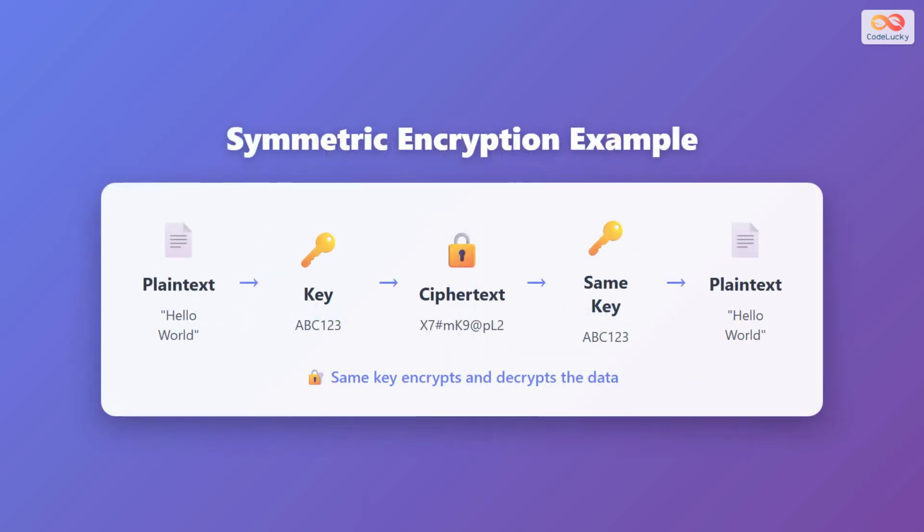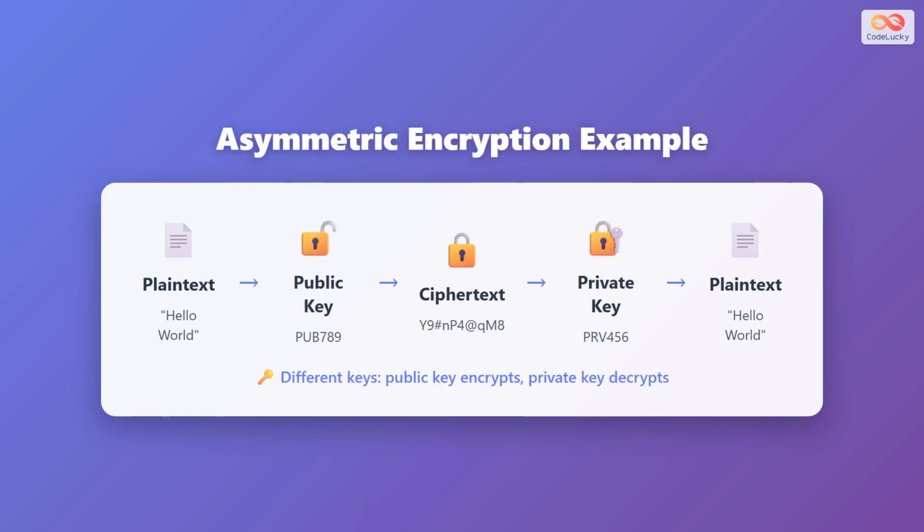Let's look at a practical example of symmetric encryption. Imagine you want to send the message, "Hello World." First, you use a symmetric key, let's say ABC123, to encrypt the plaintext. This encryption process transforms "Hello World" into ciphertext that looks like X7#MK9@PL2. When the recipient receives this encrypted message, they use the exact same key, ABC123, to decrypt it back into the original message, "Hello World." The key feature here is that the same key is used for both encryption and decryption.